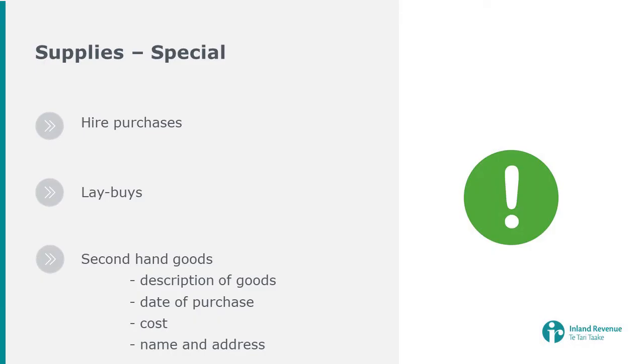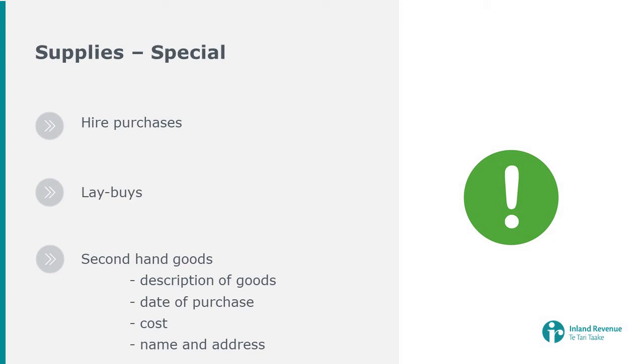Special supplies are different to your normal business sales and expenses. GST is claimed as follows. For hire purchases, claim the full GST at the time you sign the hire purchase agreement. This is regardless of your accounting basis. Claim the GST amount as a credit adjustment in your return. Don't claim GST again on the instalments.